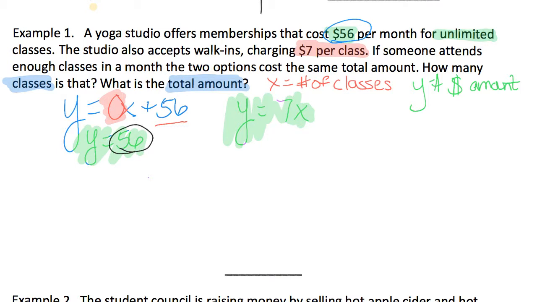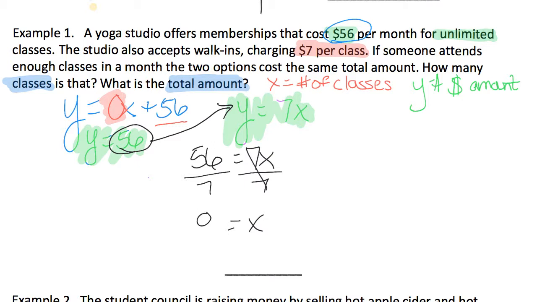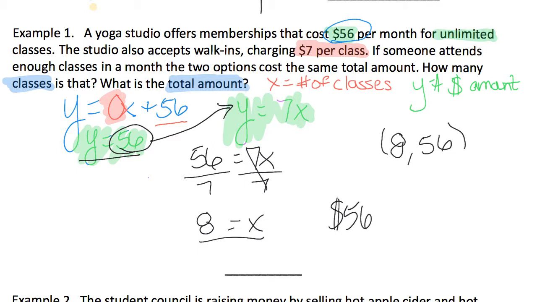So I'm going to plug in 56 for y. So that means we have 56 is equal to 7x. You know the drill, divide by 7. So x is now 8, okay? So now we really have the ordered pair 8, 56, right? Because x is 8 and y is 56. But now let's say what that means. That means for $56, we can attend 8 classes.